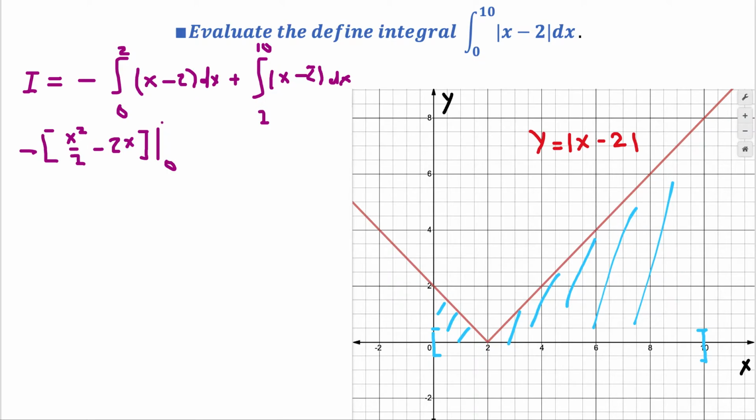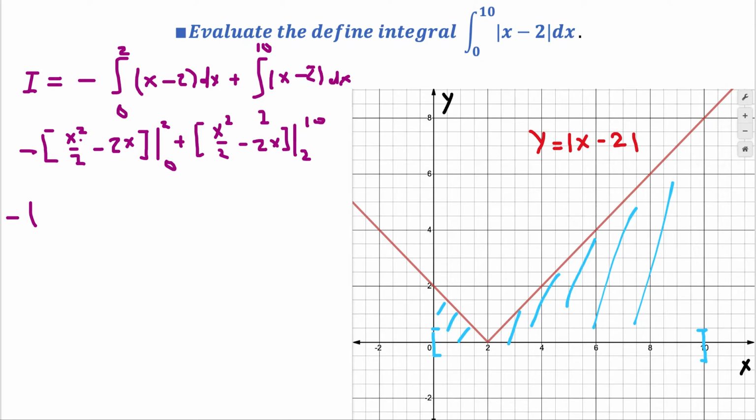So the lower limit is 0, the upper limit is 2, plus we take the other part, which is going to be the same integral, because it's the same integrand inside: x squared over 2 minus 2x. And as I said in the beginning, here we have different limits of the integral, from 2 to 10. So what we have to do is plug in the values.